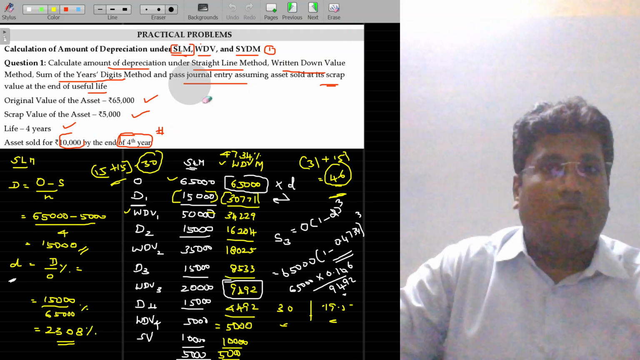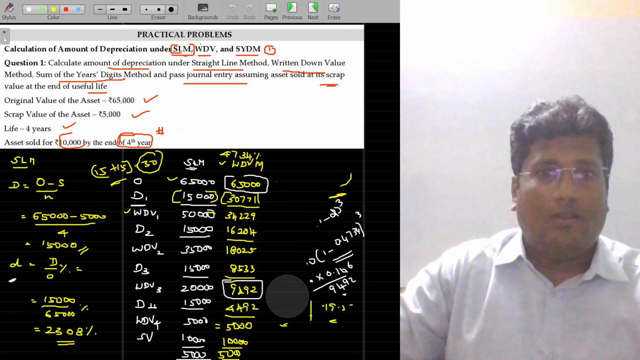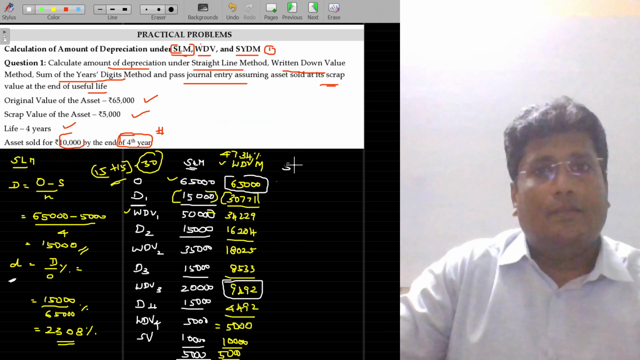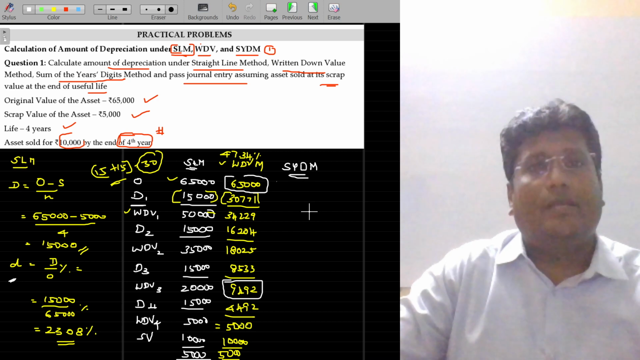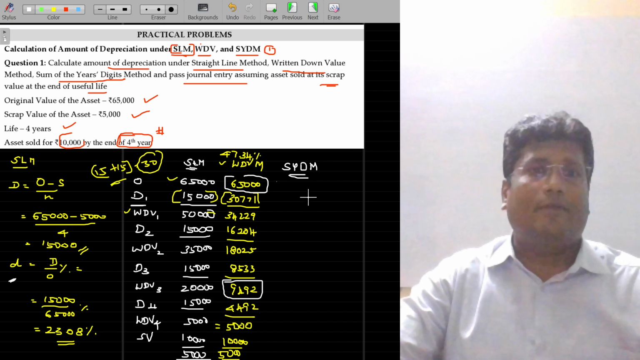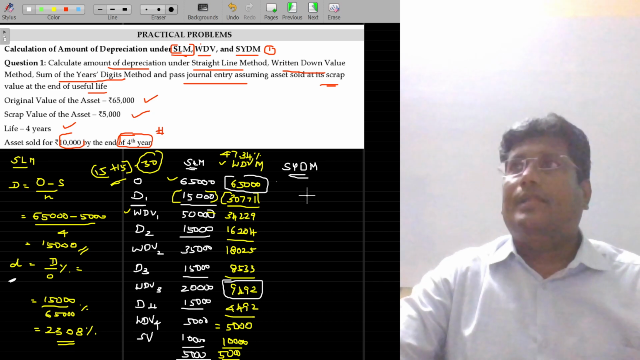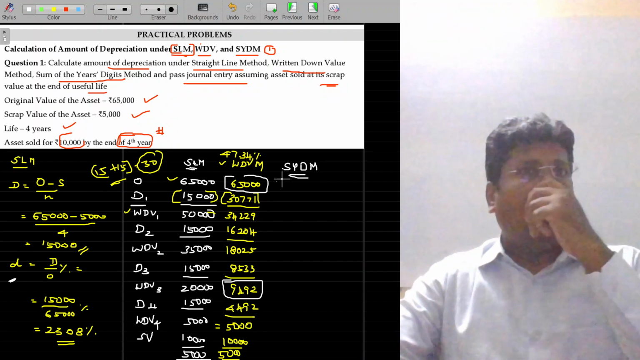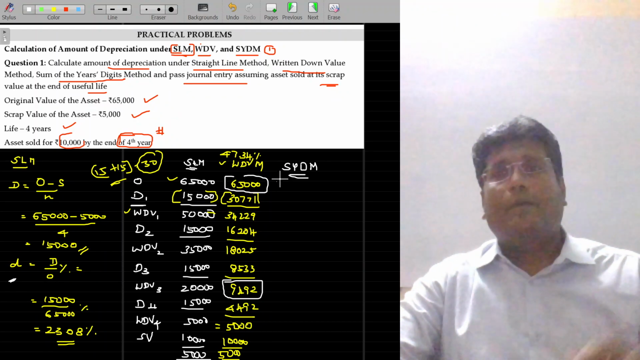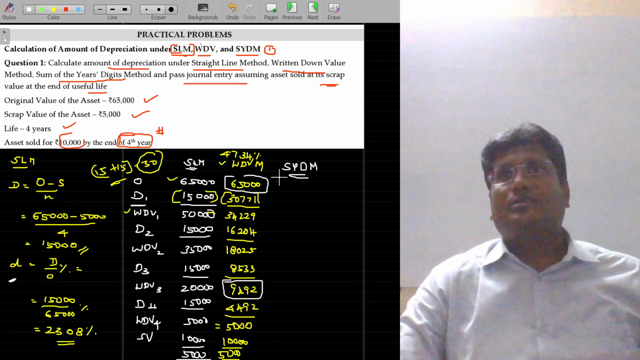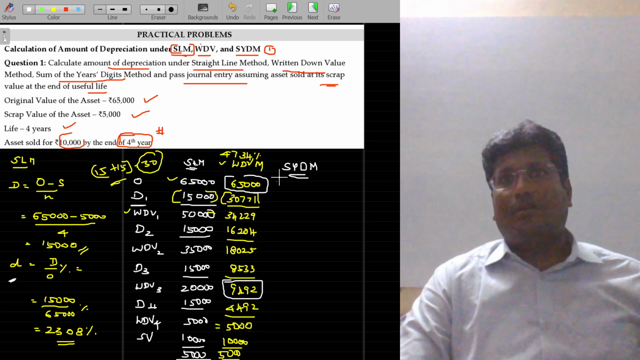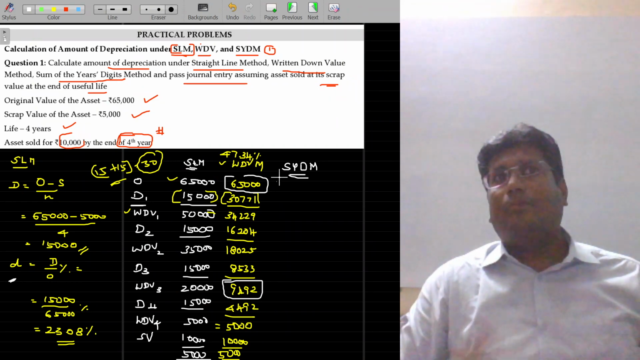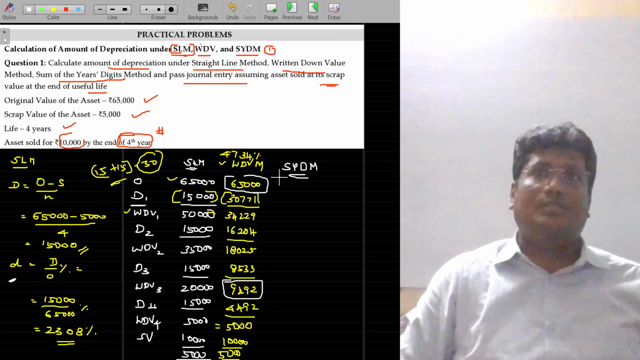I have explained all, so I will finish up with one more example, and with that I will finish this component. The other one is the sum of the years digits method. This is also one of the methods we have. Under the sum of the years digits method, we can calculate the amount of depreciation easily, almost similar to the WDV method. WDV has some mathematical calculations. If I don't have a scientific calculator, I need to compensate for that model with normal calculations. That comes under the sum of the years digits method.